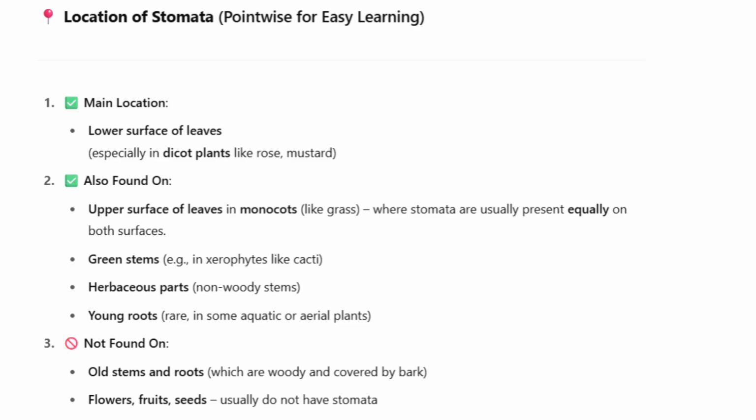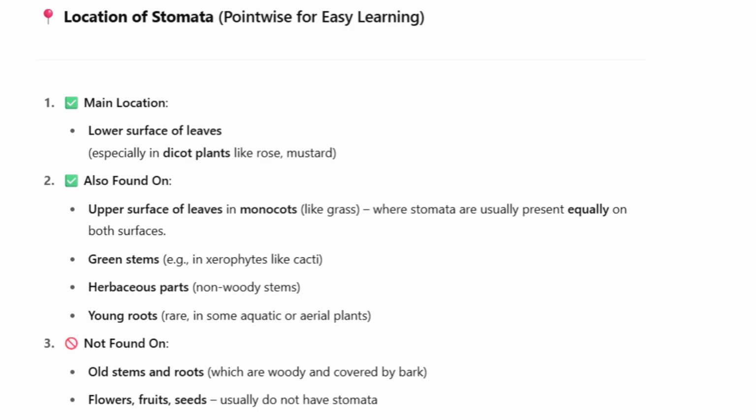Location of stomata, pointwise for easy learning. Main location: lower surface of leaves, especially in dicot plants like rose and mustard. Also found on the upper surface of leaves in monocots like grass, where stomata are usually present equally on both surfaces.